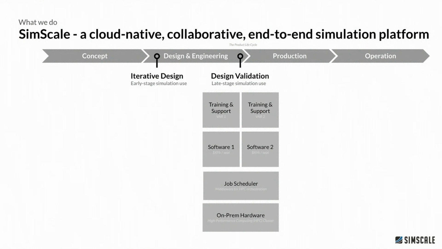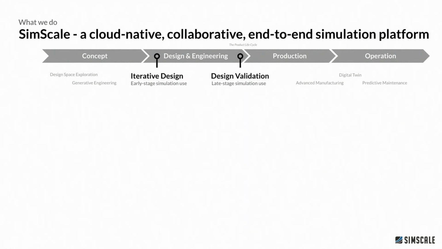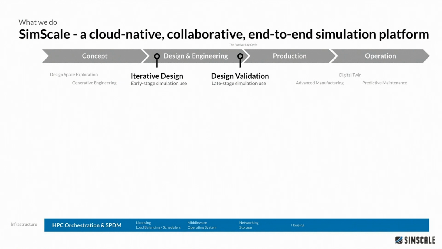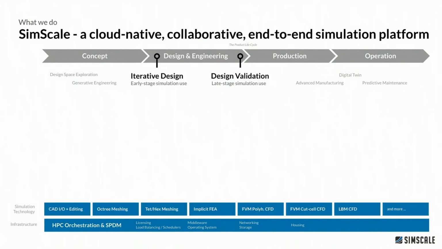You can generate a much better design quicker by simulating earlier in the process, working out what the best things are to do. Obviously, simulation fits into various other parts of the design process as well, but we see the early stage design process as one of the most important and where simulation should be used more. So with SimScale, you don't need to worry about all of the infrastructure. We take care of the HPC orchestration and everything that goes along with that, the network storage, the housing, the load balancing. You just log into SimScale and you can use it.